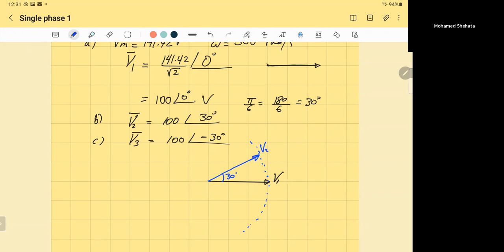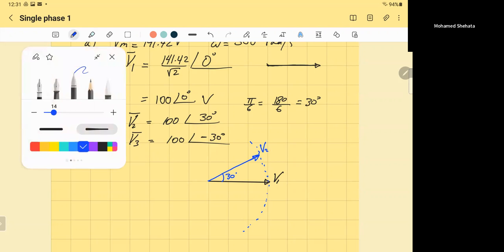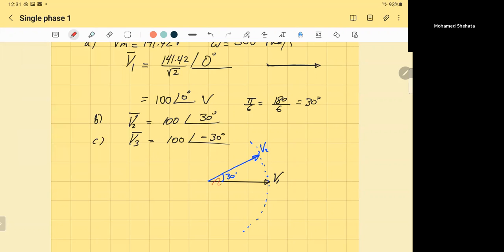Now V3, it's negative, so obviously it will be below. And the angle is equal to -30. So V1 has an angle 0, V2 an angle positive 30, and V3 an angle -30.